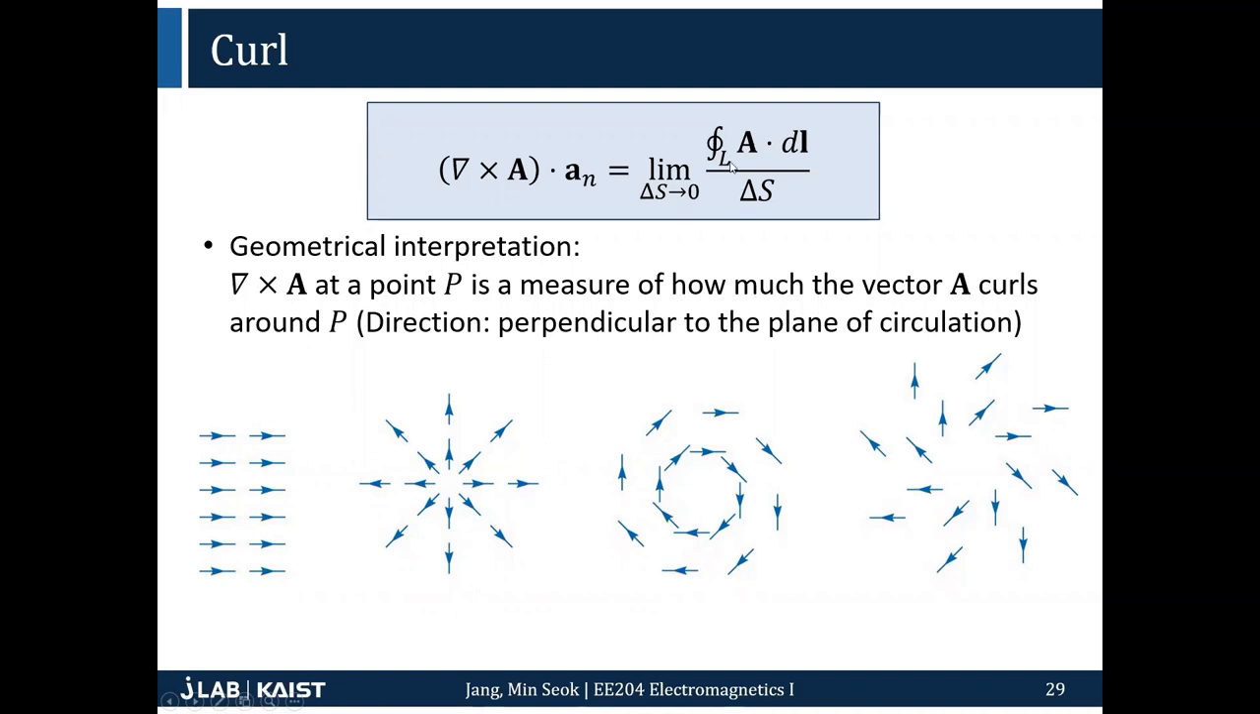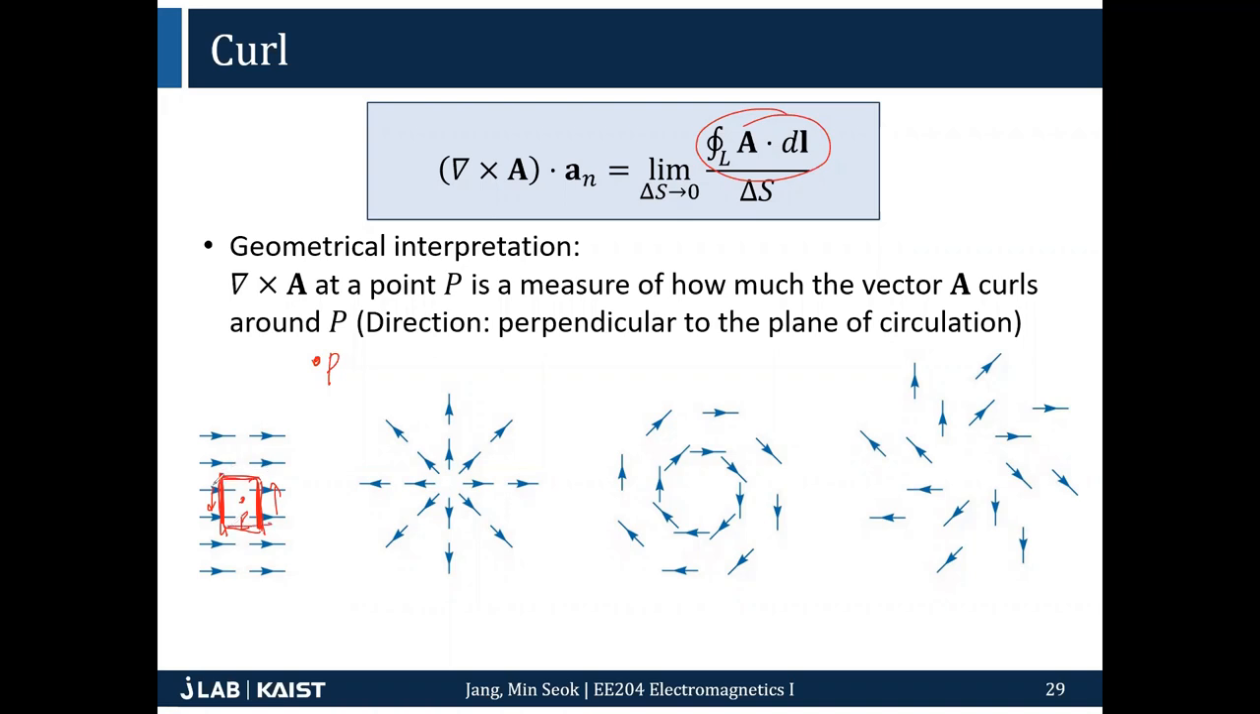Okay, so the interpretation. Say you have a point P, and you want to evaluate this line integral. This is your point P, and if you try to do the line integral, you know that this line and that line do not contribute to the line integral, because the direction of the line and the direction of the vector field are perpendicular, so there's no contribution. The only contribution comes from the top and the bottom line.